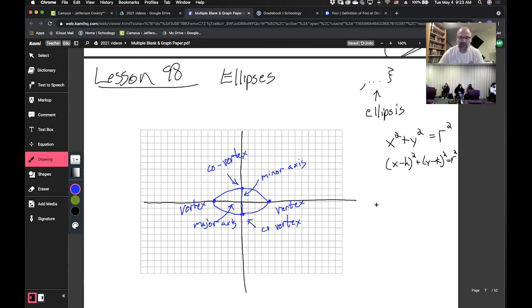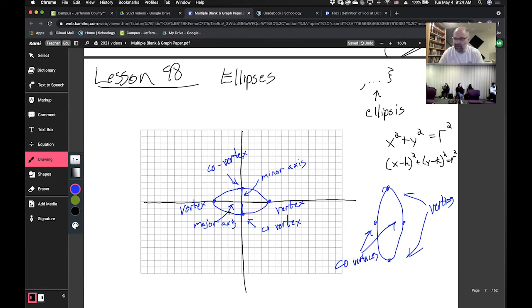Now, you could have an ellipse that looks like this, right? So in this case, these would be your vertices. And then these guys would be your co-vertices. This is a terrible drawing. Okay, now there's a couple other things you need to know.